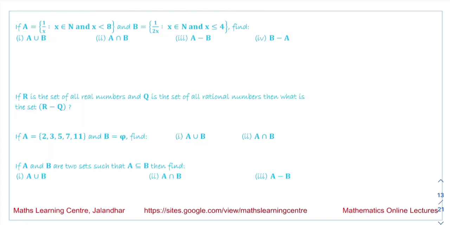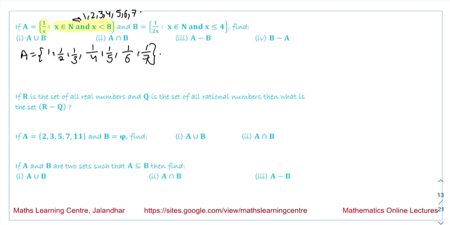The next we have, if A is equal to the set 1 by x such that x belongs to N and x is less than 8. So the values of x that we will have are 1, 2, 3, 4, 5, 6 and 7. So the set A will be 1, 1 by 2, 1 by 3, 1 by 4, 1 by 5, 1 by 6 and 1 by 7. Next, for the set B, x belongs to N and x is less than or equal to 4. So the values of x that we will have are 1, 2, 3 and 4. It is equal to over here, so we are including this 4. It is less than over here, so it is up to 7.